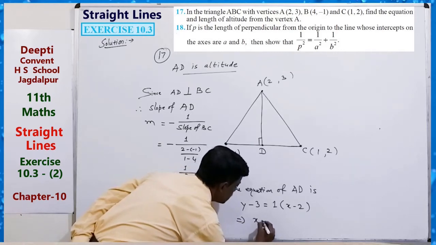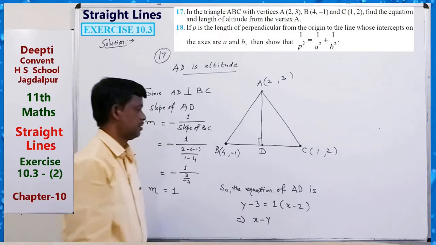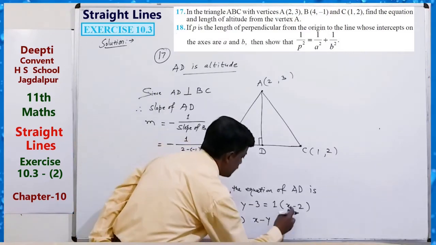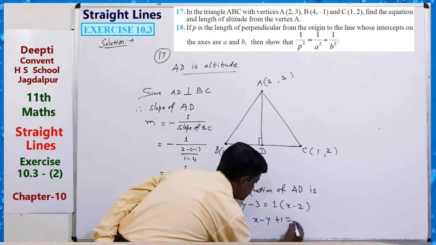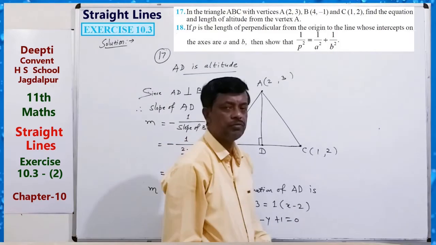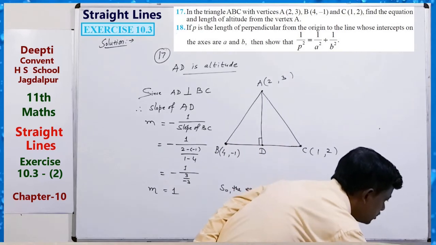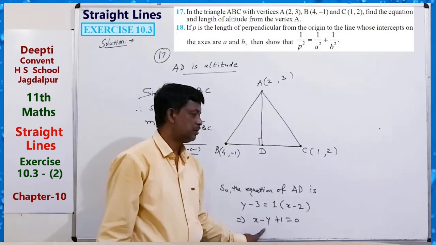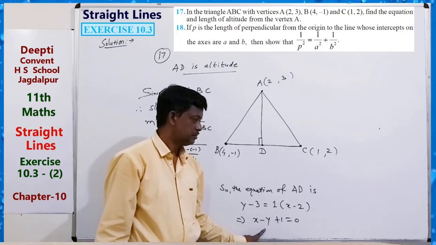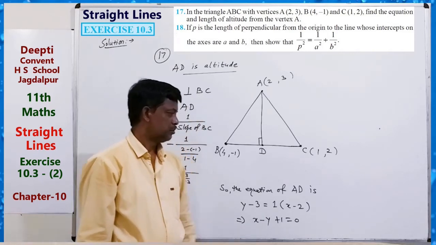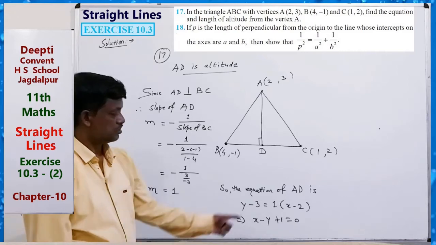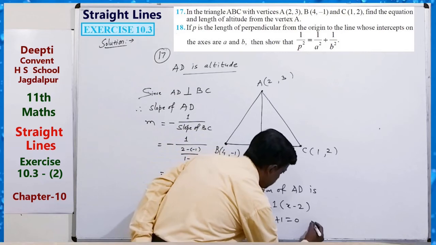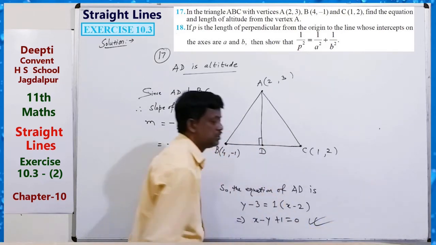x minus y plus 1 equals 0. So, the equation of AD is x minus y plus 1 equals 0. This is the equation of AD.